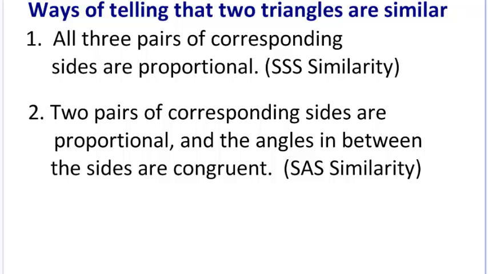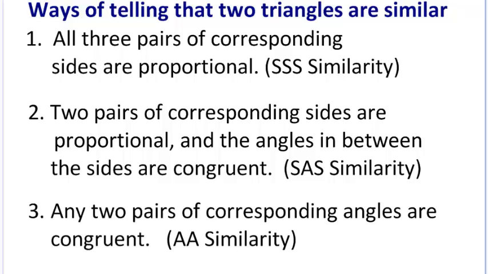Now, if those sides were congruent to their corresponding sides, then you'd have side-angle-side congruence. That's a little more powerful. We are just going to focus on the sides being proportional for the similarity section.